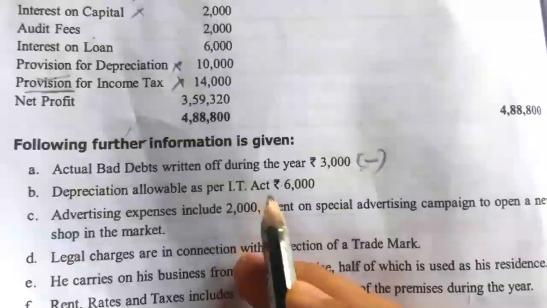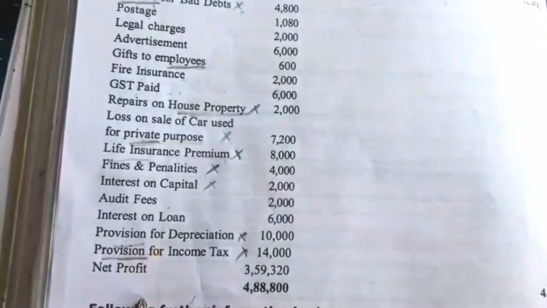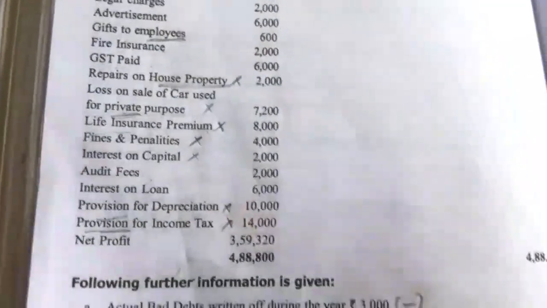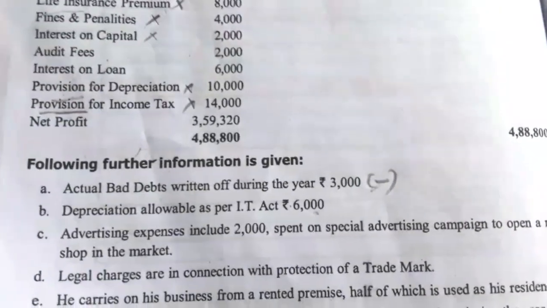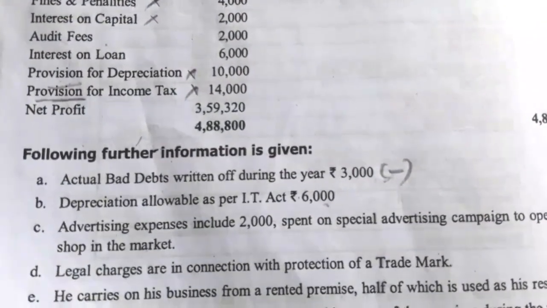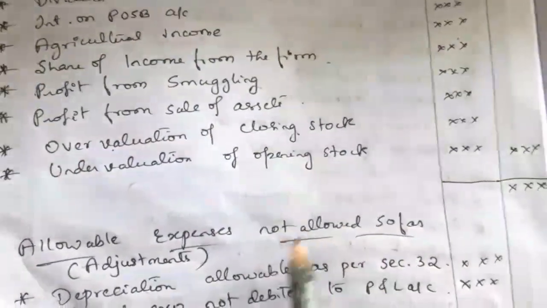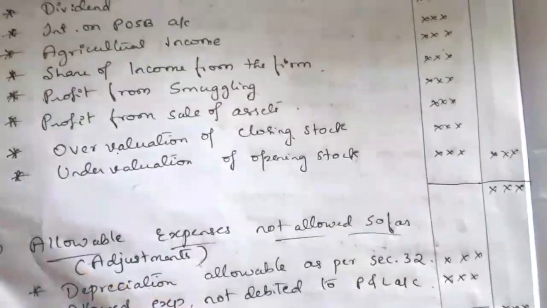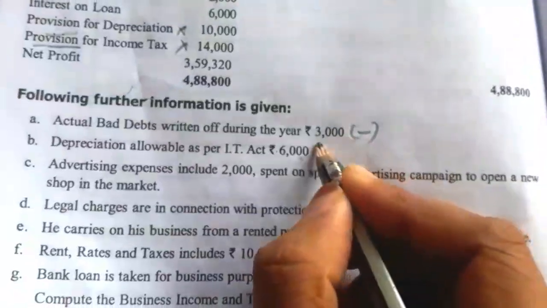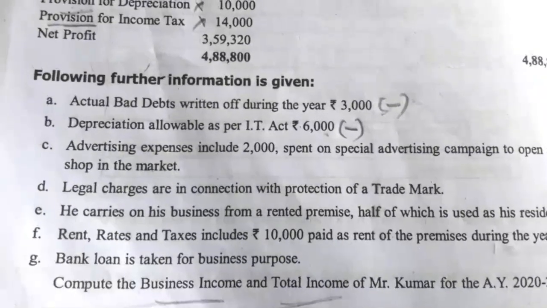Then depreciation allowable as per Income Tax Act. See here, in the debit side of the profit and loss account, they have not given the depreciation. Provision for depreciation is different. They have not recorded the depreciation. So actually it is an allowable depreciation, an allowable expense not recorded in the profit and loss account. It is not allowed so far. It is given in the adjustment, so it should be deducted. So this one also we have to deduct. Two amounts we have to deduct under allowable expenses not allowed so far.